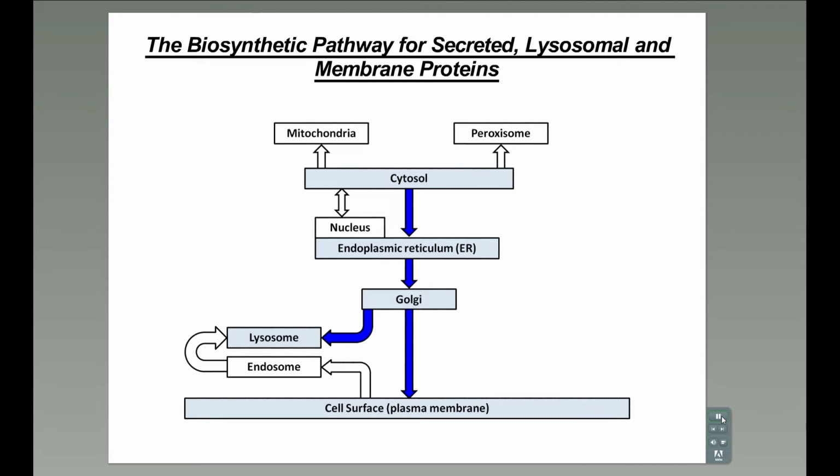Upon leaving the ER, the proteins traffic to the Golgi apparatus for additional post-translational modifications. From the Golgi, proteins in the secretory pathway essentially have two options. They can either be targeted to the lysosome, or they can go to the plasma membrane.